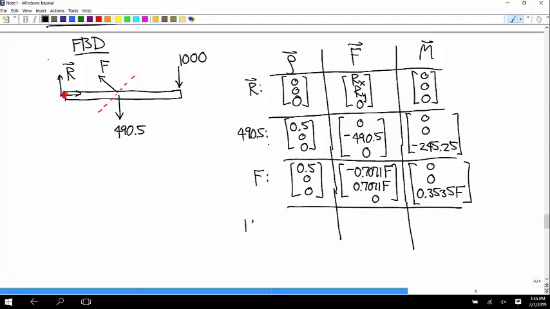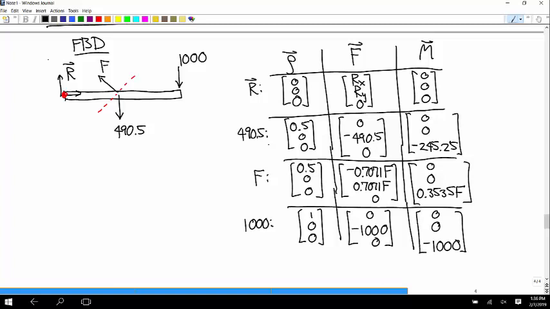And then the last one is the 1,000 Newton force. What's the row vector for that force? Yep, good. 1, 0, 0. The force is 0, negative 1,000, 0. And the cross product is negative 1,000. And again, you can see in 2D, there's no reason to even write these extra components. They never come up.